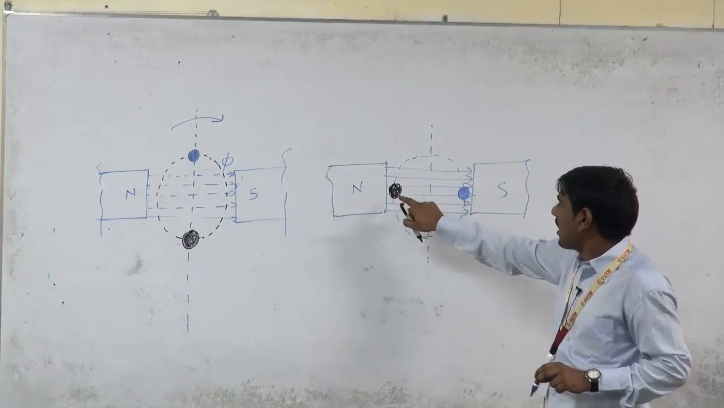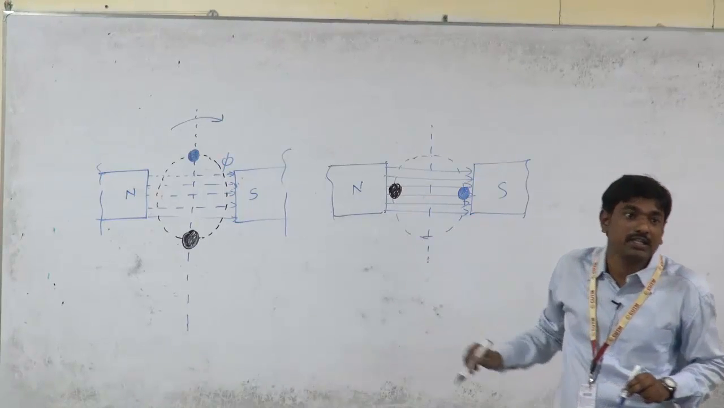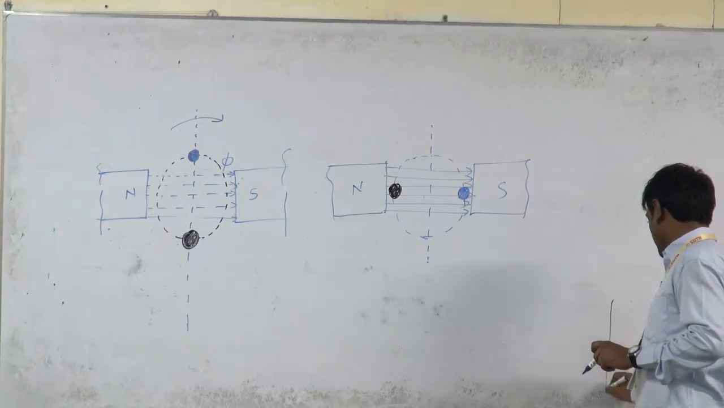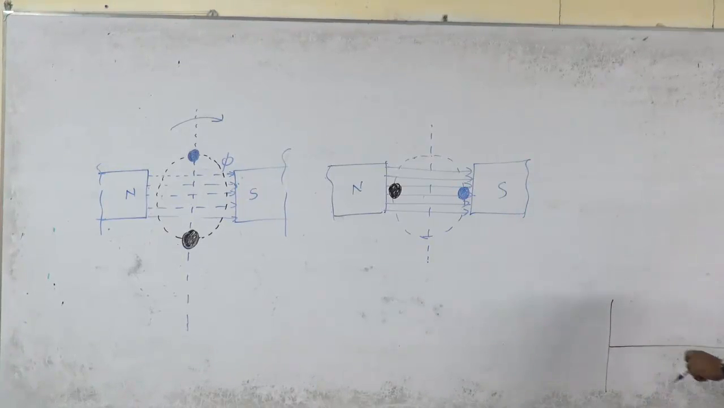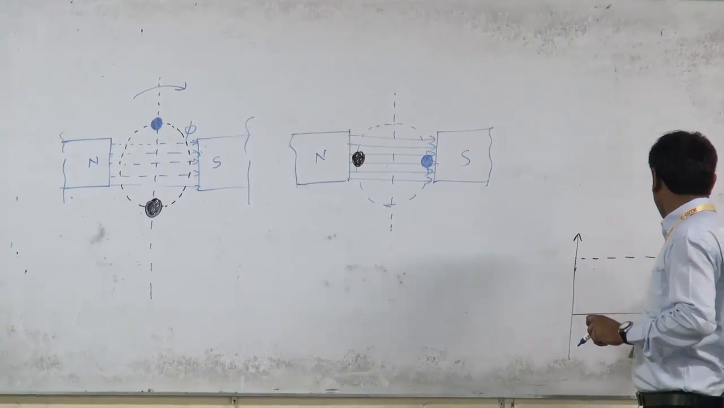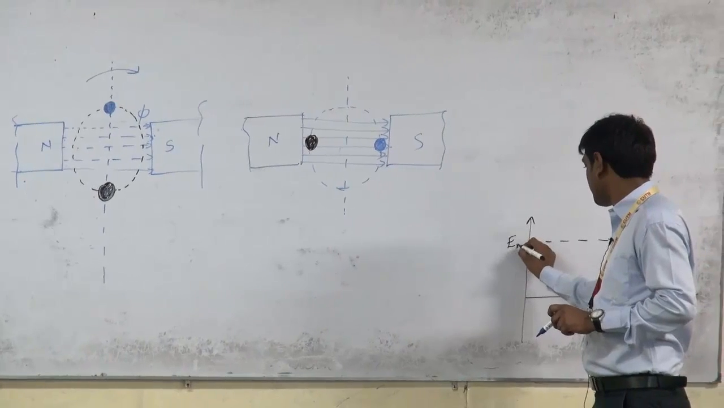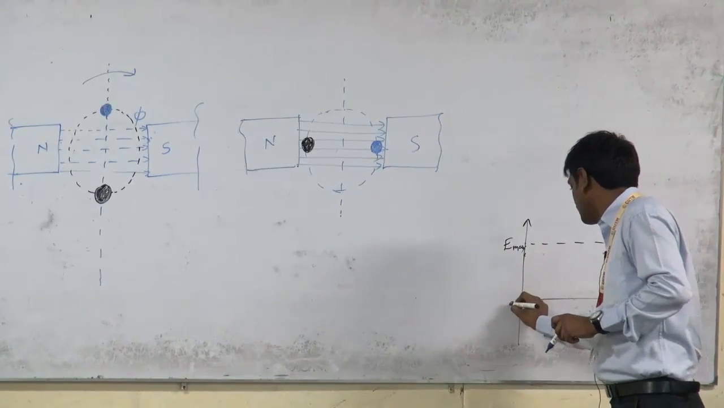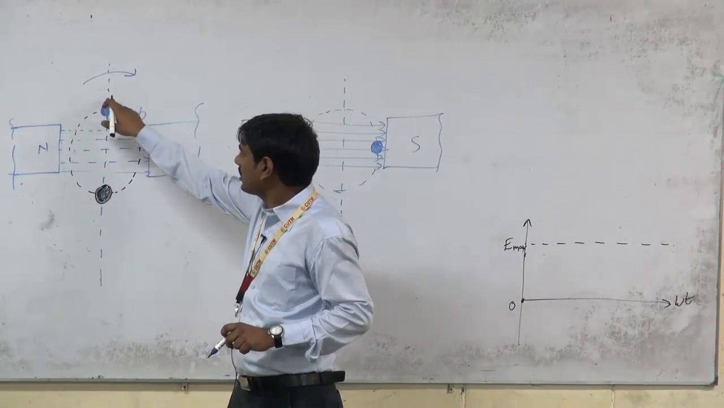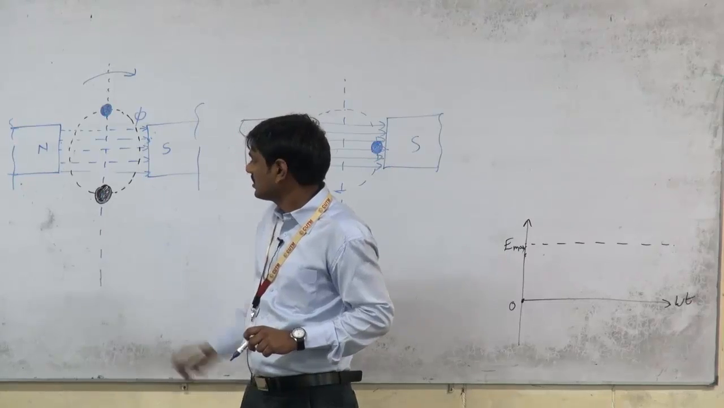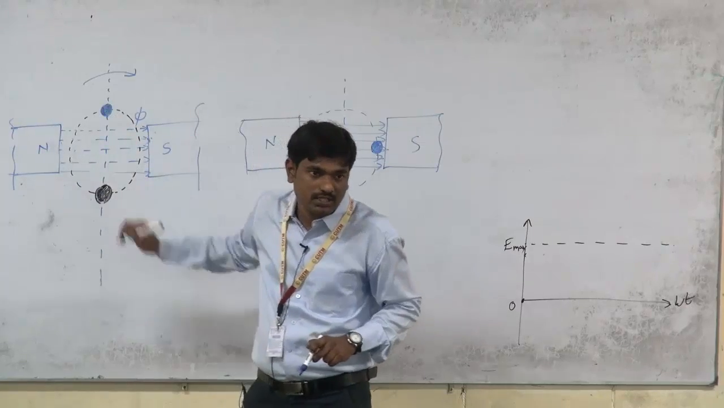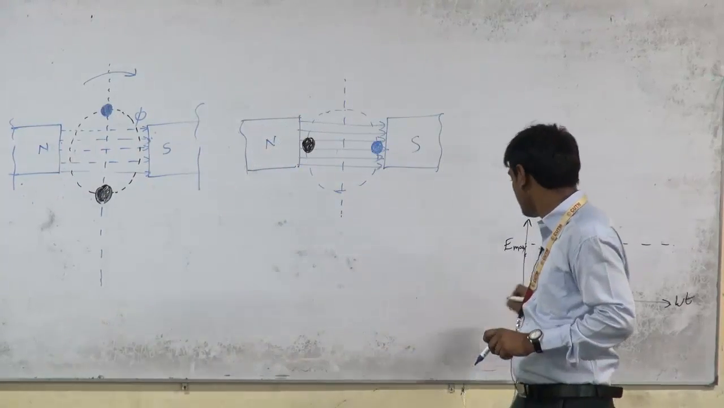Now the effect of magnetic field on this conductor is maximum. So this is the omega t, and if you draw the induced EMF which is induced in the conductor, it is E max. Okay. And this is 0. So 0 means the coil which is on the axis. So at this position, the effect of magnetic field on the conductor is 0. So the induced EMF is also 0.